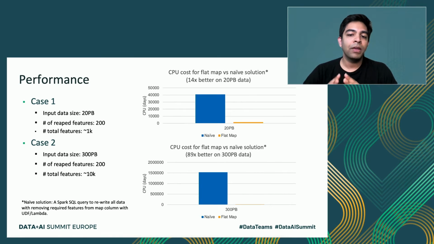For case two, we took a training table that was much larger in size. This was 300 petabytes in size and consisted of 10,000 features, so an order of magnitude more features, and we still reaped 200 features out of it. The solution was actually 89 times better than the current baseline. The intuition, once again, is that the complexity of the reaping here depends on the number of features that are being reaped and not the total amount of data in this table.